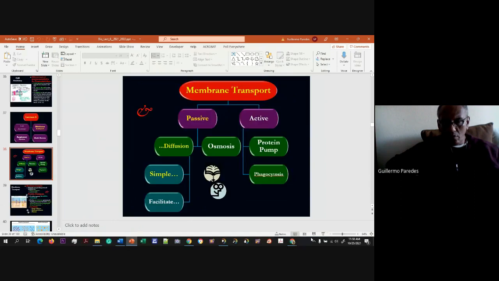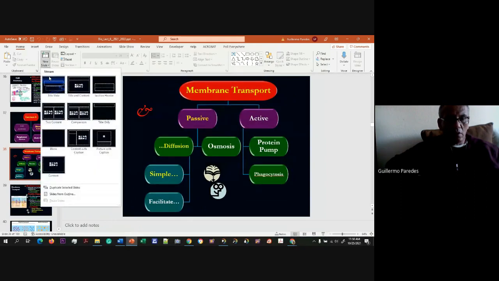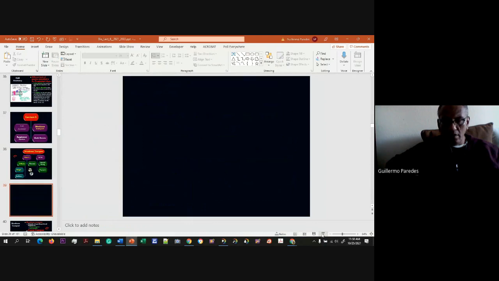Okay, membrane transportation. We are going to divide it into two simple things. We are going to see the passive transportation, and the active transportation. What does passive transportation mean?